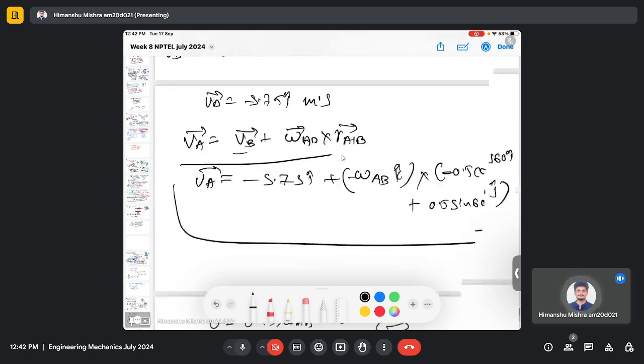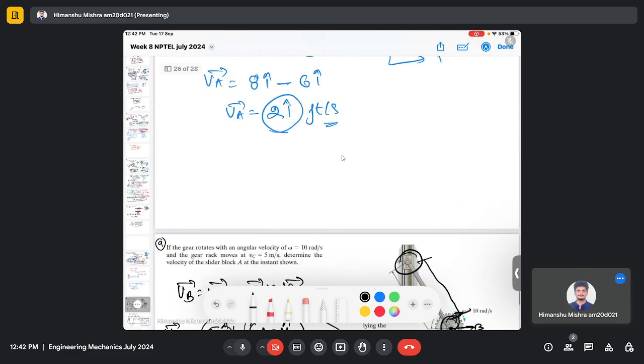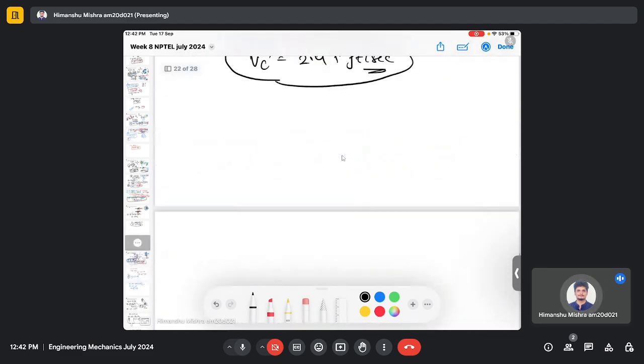So it's a similar problem here. Again we split into x and y component to get the two equations. One equation will give you this unknown quantity omega AB, and one equation will give you this translation velocity at point A. So that's it for today.